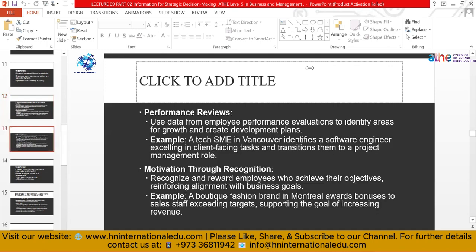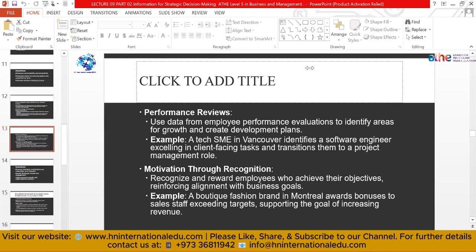Performance reviews: use data from the employee performance evaluations to identify areas for growth and create development plans. Once you work on their strengths and weaknesses, then it's quite easy to work further. For example, a tech SME in Vancouver identifies a software engineer excellent in client-facing tasks and transitions them to a project management role. So two things, combining them into one.